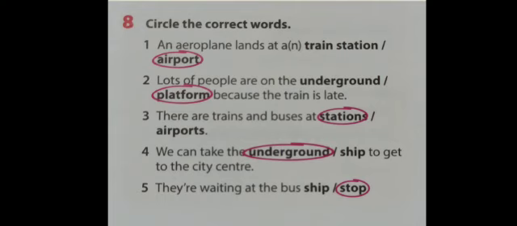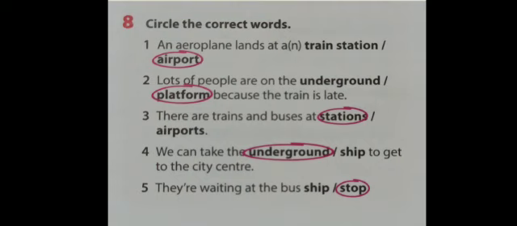Let's move. Number 1. An airplane lands at an airport. The airplane will land at an airport. Number 2. Lots of people are on the underground. Of course not. They are on the platform because the train is late. So the answer in this sentence is platform because they are standing in the train station because the train is late.